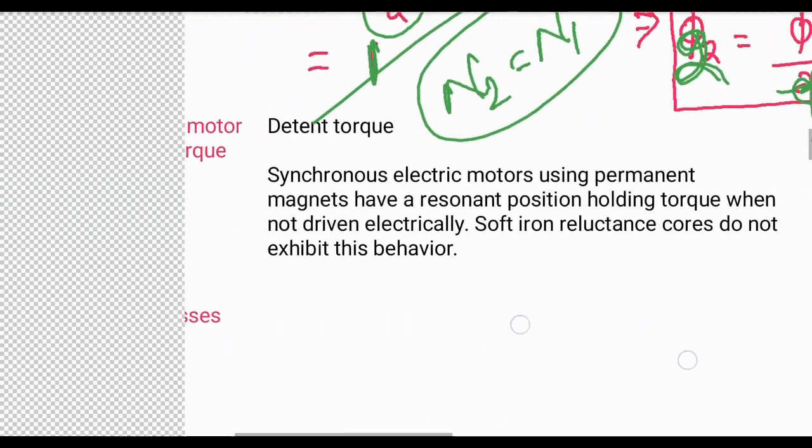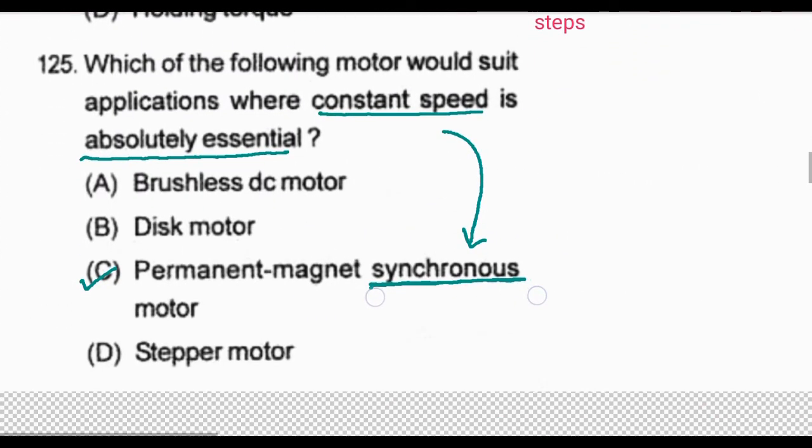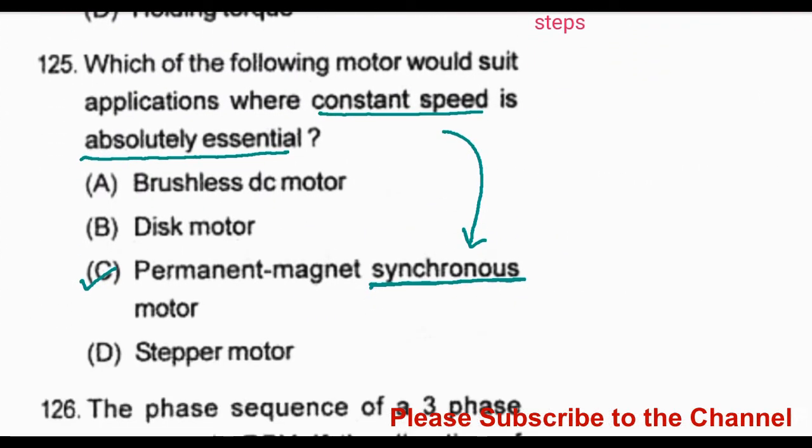You can take a screenshot of this and read it, or you can refer to any book or Wikipedia for this. So next is, which of the following motors would suit applications where constant speed is absolutely essential? As constant speed is absolutely essential, we will blindly consider the synchronous motor, because it has only constant speed. So option C is the correct answer.